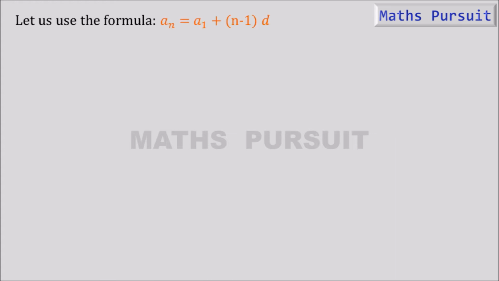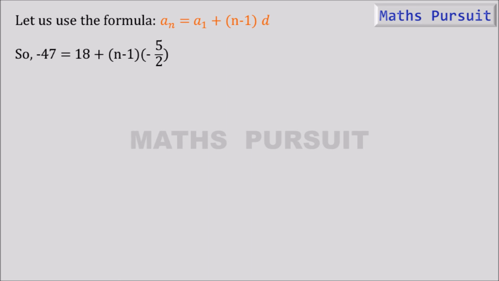Let us use the formula AN is equal to A1 plus n minus 1 into D. As usual guys, this is one of the most important formulas that we need to use throughout arithmetic progression. So minus 47 is equal to 18 plus n minus 1 into minus 5 by 2. Just replacing the values in this formula, AN is minus 47, that is given, and A1 is 18, and for D we know that it is minus 5 by 2.